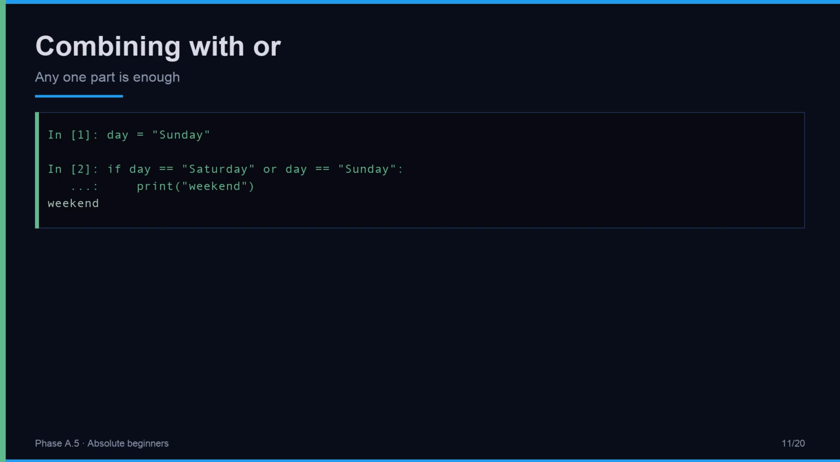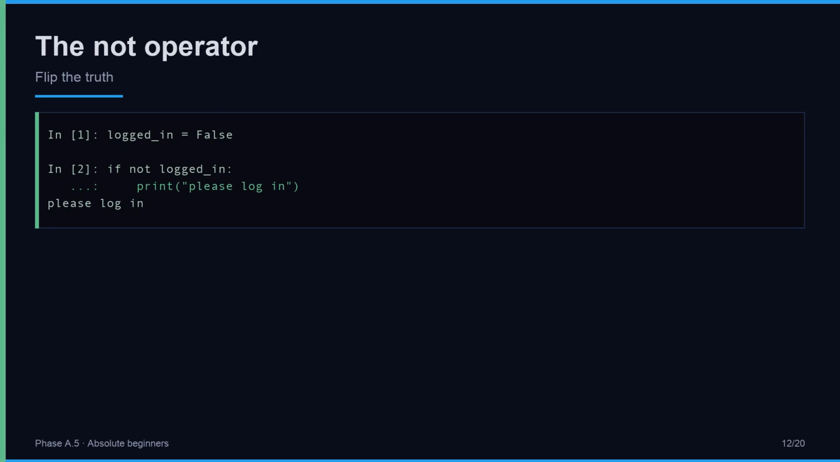Use and when all must be true, or when any one is enough. Mixing them is allowed, use parentheses to make the order clear. Any one is enough. Now, not. Logged in equals false. If not logged in, print please log in. Not flips the truth. Logged in is false, so not logged in is true. The block runs.